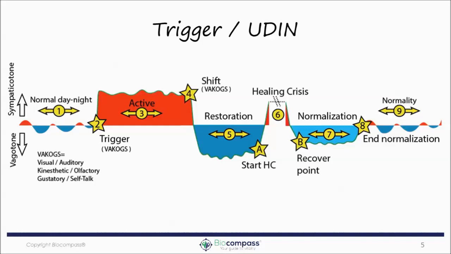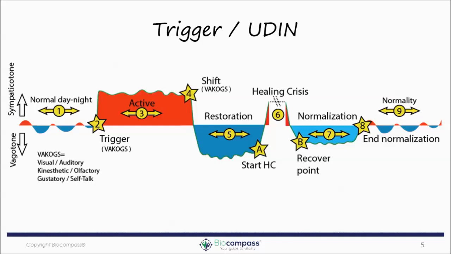So now let's take a look at the whole model, which is a little bit more complex. Basically, you see a red area and a blue area. It's still the same. Let's start from the beginning. At number 1, there's a normal day and night rhythm: a little bit activated, a little bit more relaxed, a little bit more active, a little bit more stressed, a little bit more relaxed, a little bit more at peace. The technical terms are, for the more active phases, sympathetic tone or sympathetic nervous system, and for the more relaxing phase, vagal tone or parasympathetic nervous system.